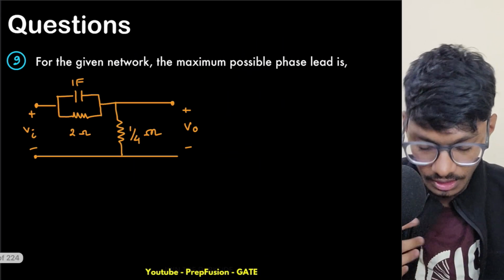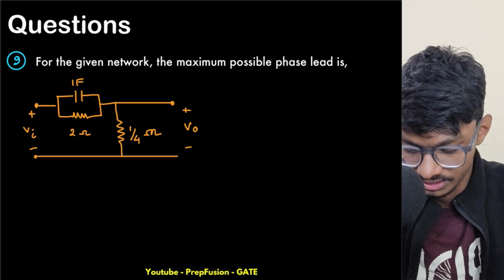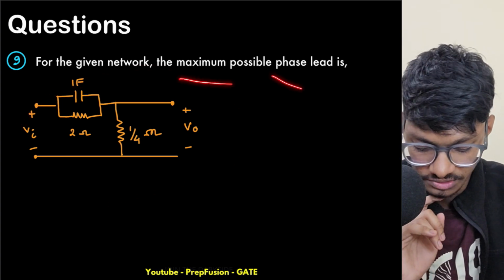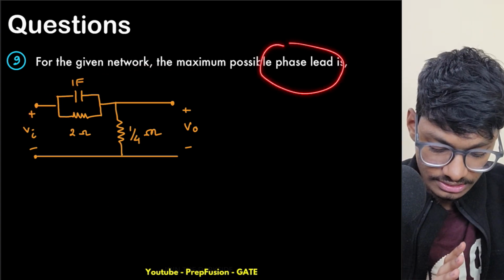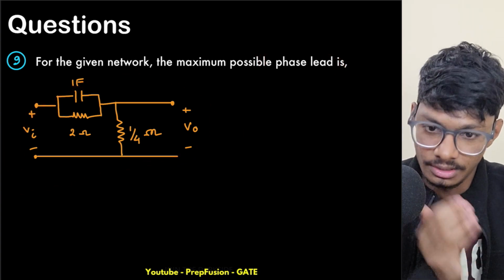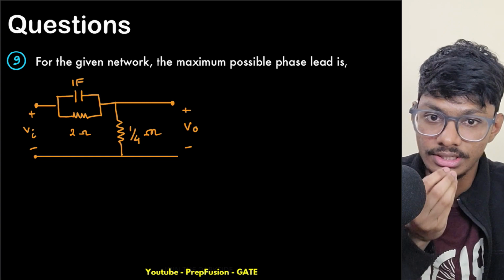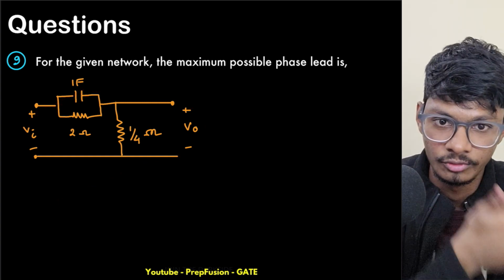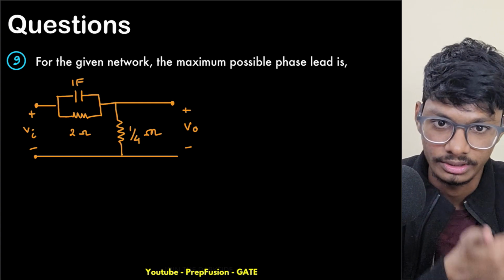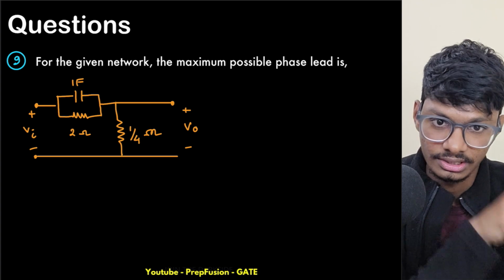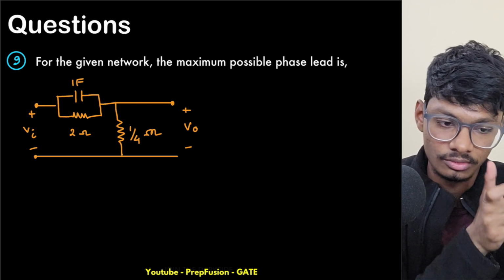So this is the first question, where they have given a circuit and asked us to find the maximum possible phase lead. They are talking about phase lead, so you can assume this is a lead compensator if you couldn't identify the standard circuit. Even if you don't identify it, you find the Vo over Vi ratio in the Laplace domain, write the standard transfer function of a lead compensator, compare the two, and from there you can write the formulas. So let's do it.